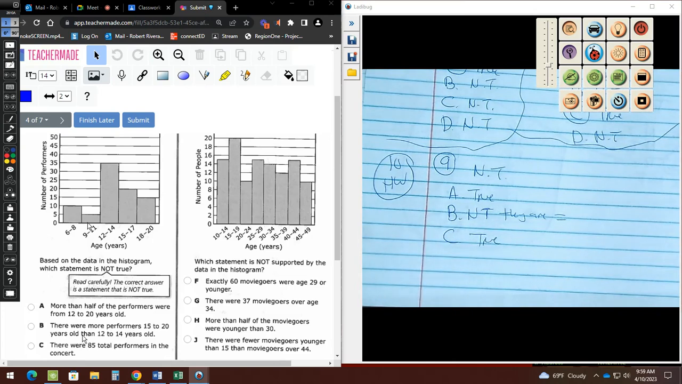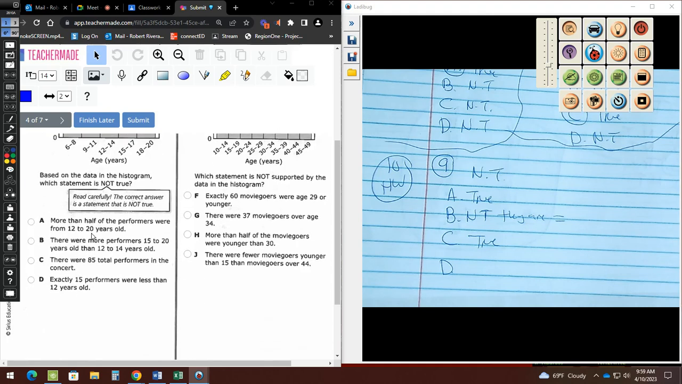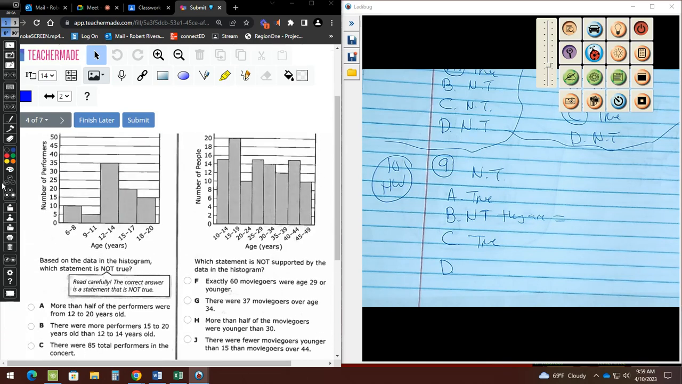But they're true. D. D should be one also, true or false? True. But let's check to see if it's true. Exactly 15 performers were less than 12 years old. So tell me what bar do I need? I'm going to put that little flash right, okay?